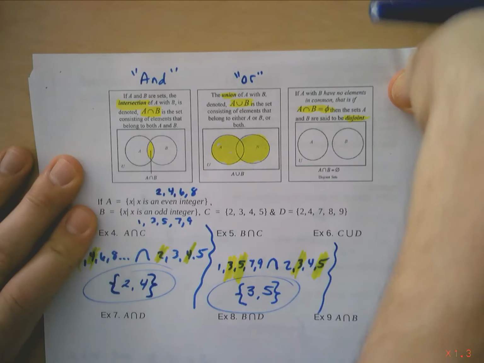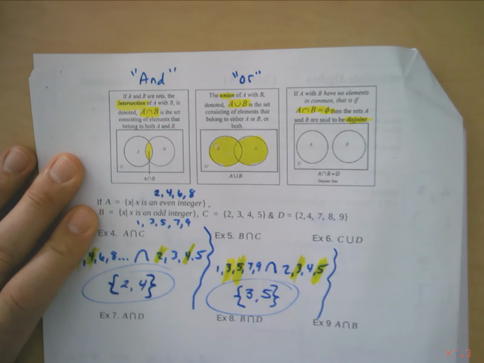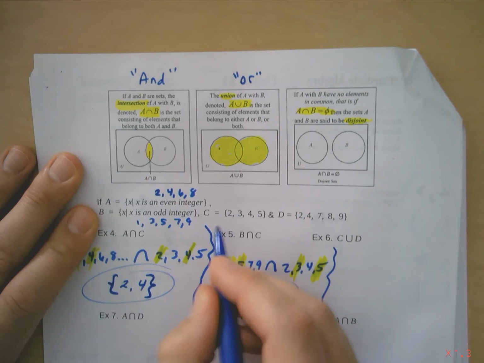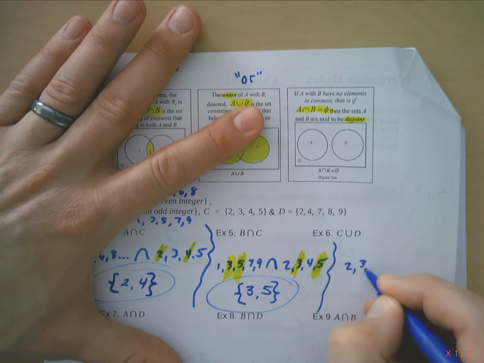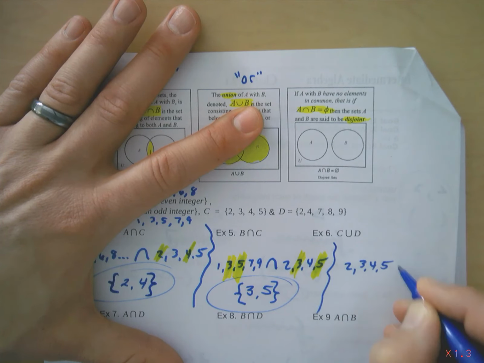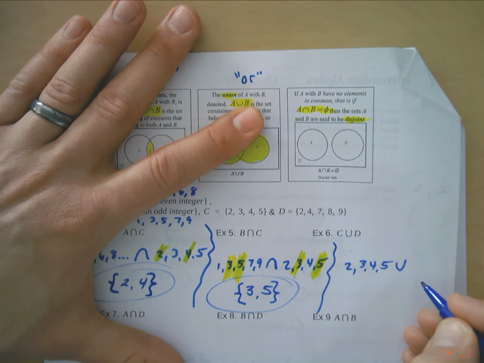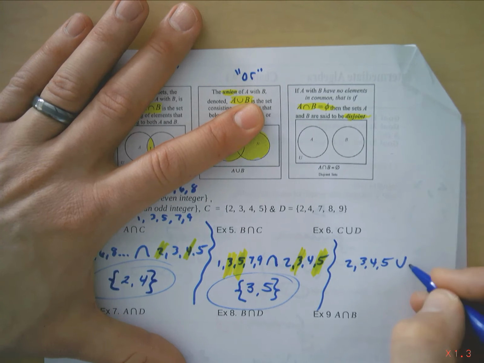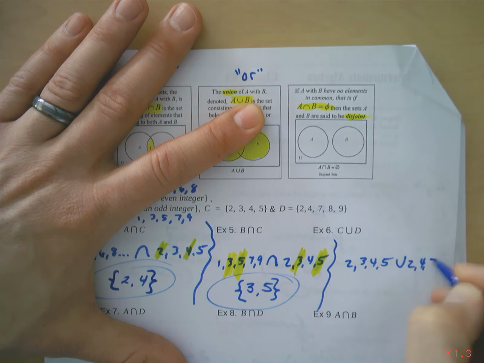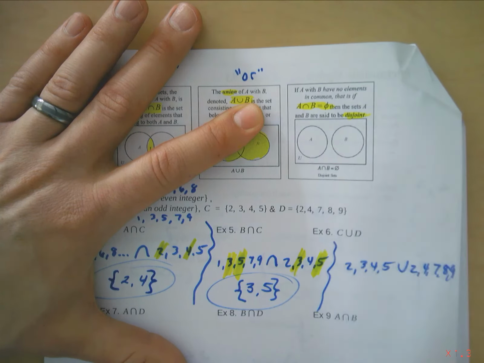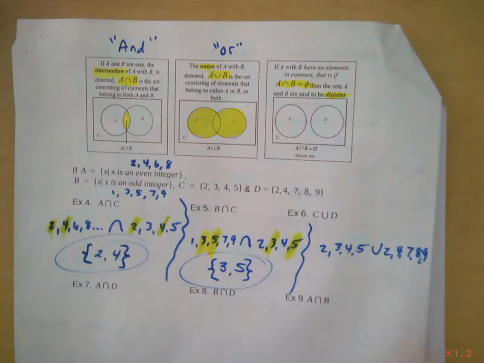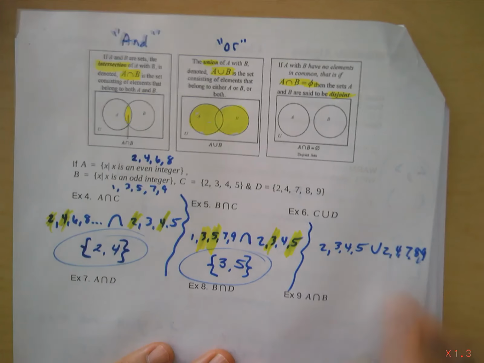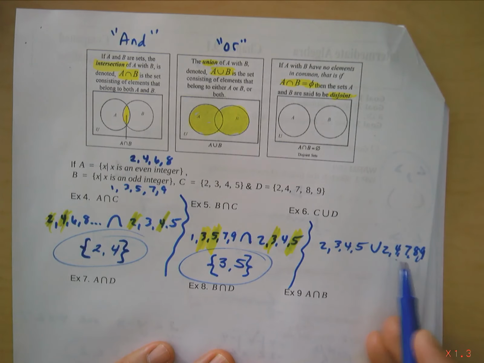All right, so the last one, example 6, I have C union D. So I go up here, here's C. C is 2, 3, 4, and 5. And union D, D is 2, 4, 7, 8, and 9. Sorry, my paper was moving on me. So I have 2, 4, 7, 8, 9.